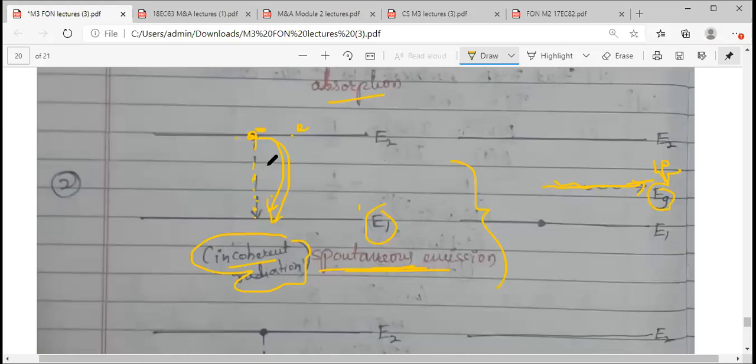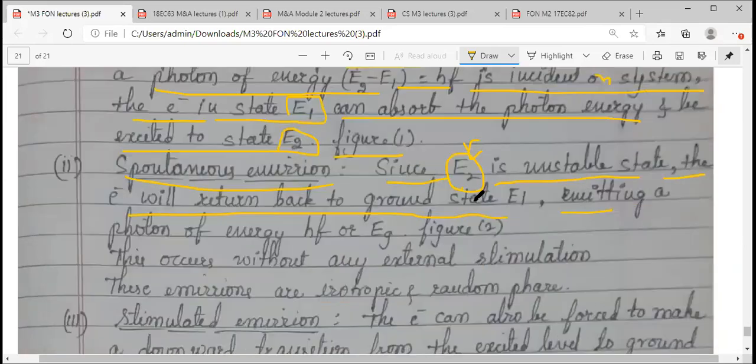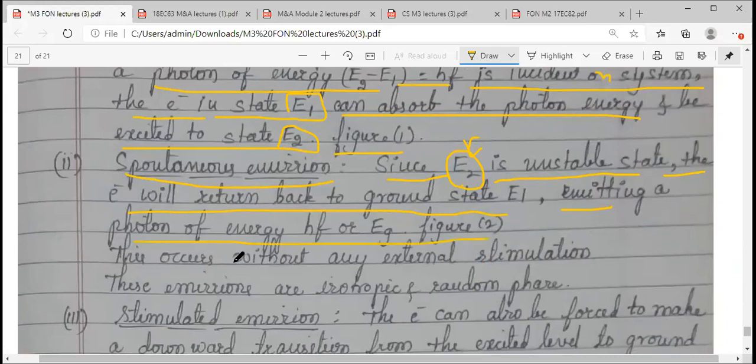Try to remember direct and indirect band gaps. What happens in direct band gaps? The transition is happening, and a photon will be released. In indirect, you need one phonon, an intermediate particle, to conserve the momentum. This is about spontaneous emission. You can see it in figure 2. And this occurs without any external stimulation. You are not forcing the system to have the transition. Naturally it is happening. These emissions are random, and they are incoherent.